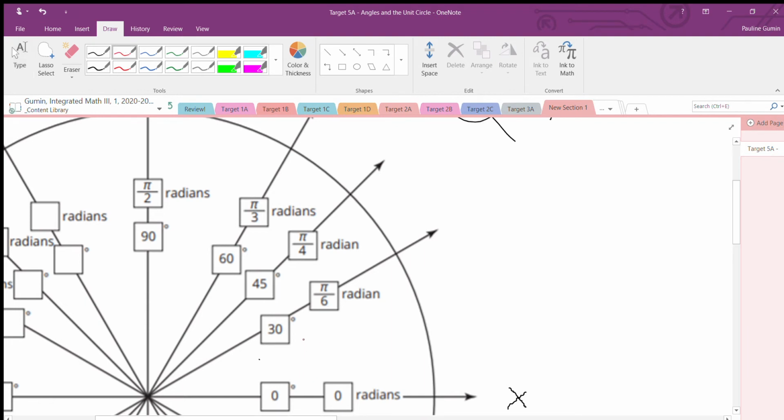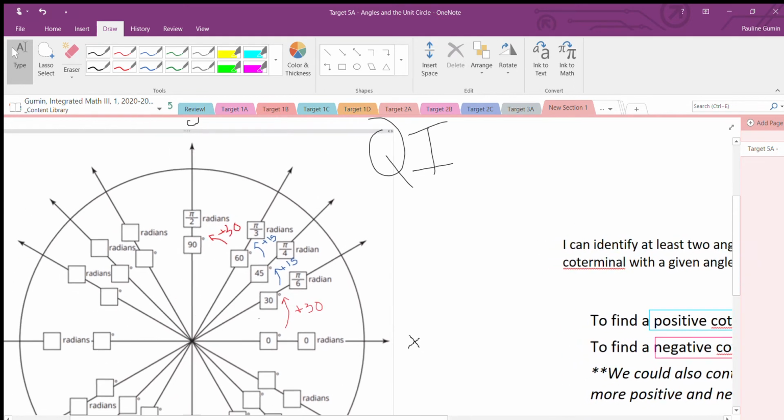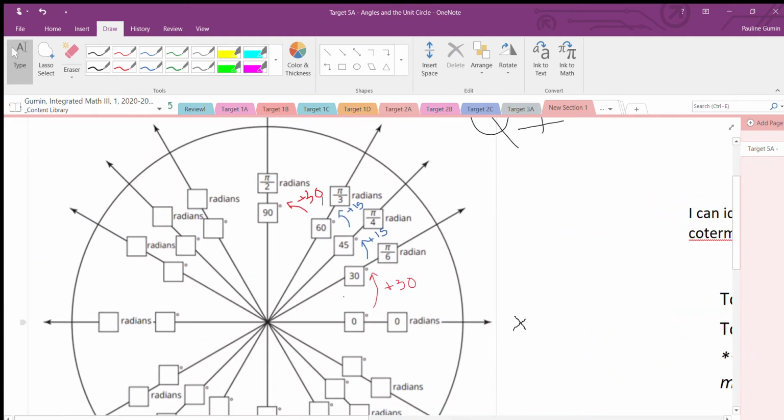Okay, from 0 to 30, I add 30. From 30 to 45, I add 15. From 45 to 60, I add 15. And from 60 to 90, I add 30 again. And that pattern is going to get repeated all the way around. Let's do it. All right, 30.